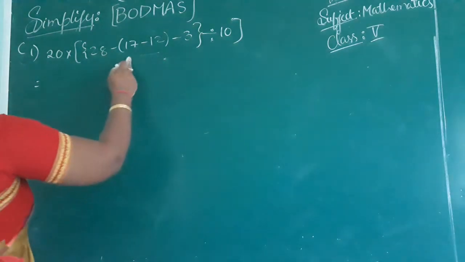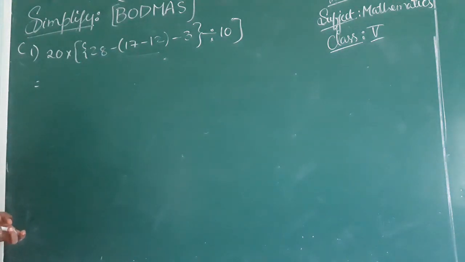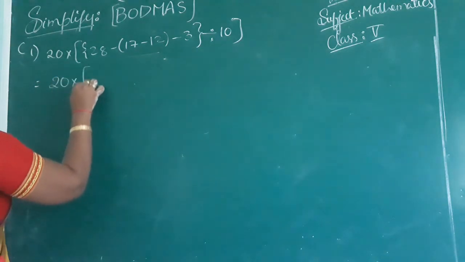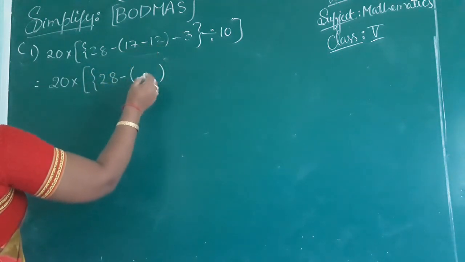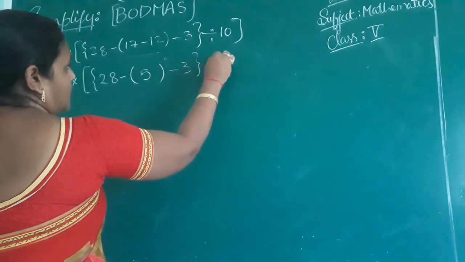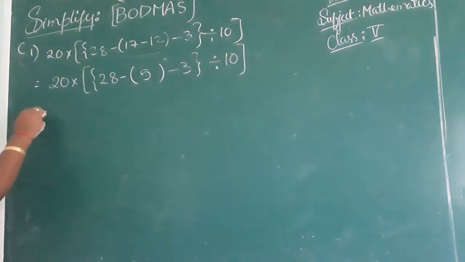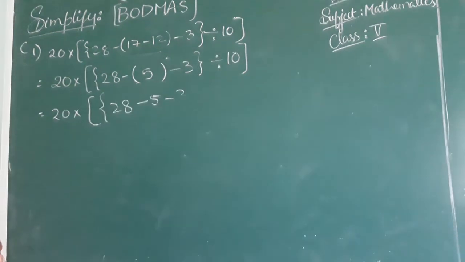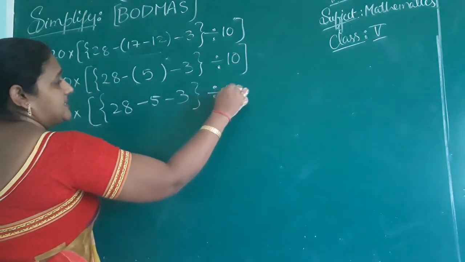What is the round bracket? 17 minus 12. You have to write the remaining numbers as usual along with the symbols, without making any mistake while writing the sum. See, 20 into square bracket starts, curly bracket 28 minus of, see the bracket, 17 minus 12 is 5, minus 3, curly bracket closed, divided by 10, square bracket. Okay, see the next one. 20 into square bracket starts, minus of 5 minus 3, curly bracket starts, divided by 10.